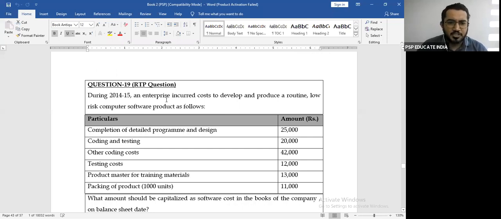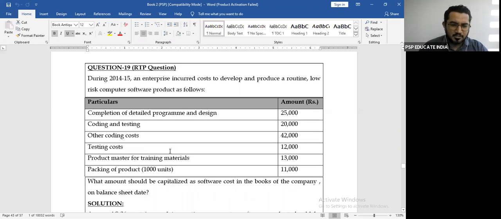Let's understand this question. It says, during 1415, an enterprise incurred cost to develop and produce a routine, low cost, low risk computer software product as follows. The first expenditure was completion of detailed program and design. The next one was coding and testing. The third one is other cost. The fourth one is testing cost. The fifth is product master for training materials. Then you have packing of the product.